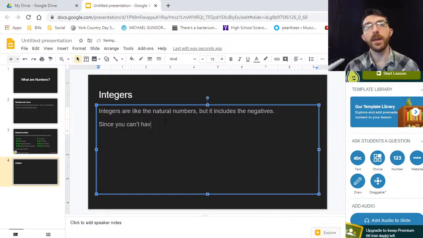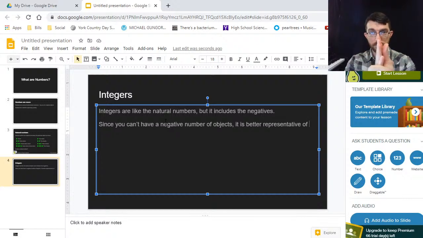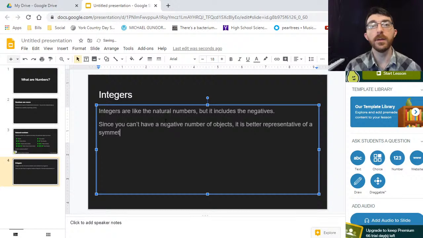Since you can't have a negative number of objects, it is better representative of a situation where you have an equilibrium and you can adjust both ways. It's better representative of a symmetric scale with a central equilibrium.